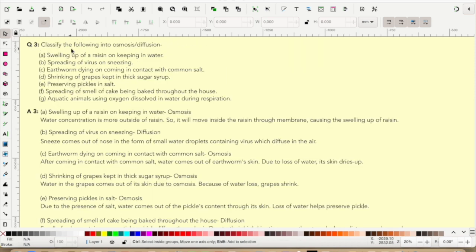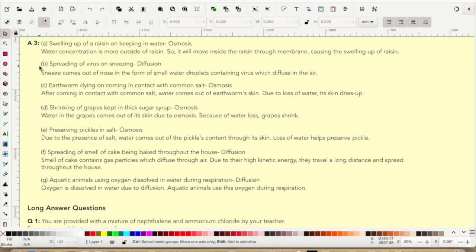Third question. Classify the following into osmosis or diffusion. First part is swelling up of a resin on keeping in water. First, we will see the presence or absence of semi-permeable membrane. If this membrane is present, it will be osmosis, else diffusion. In this case, resin's skin works as semi-permeable membrane. Since water concentration is more outside of resin, so it will move inside the resin through the membrane, causing the swelling up of resin.